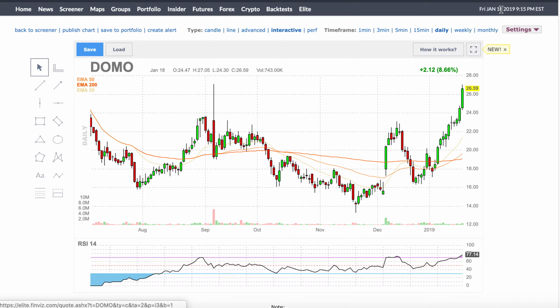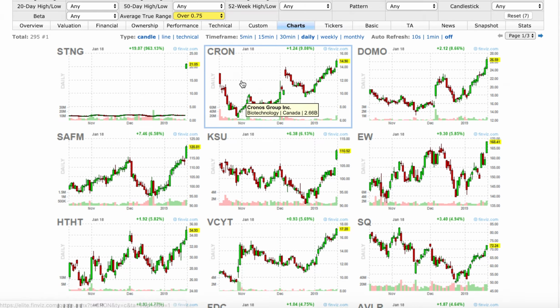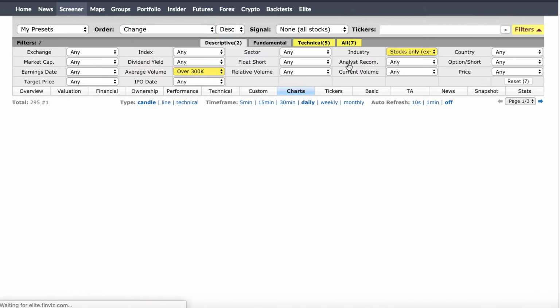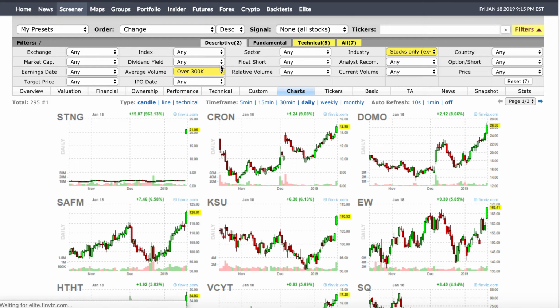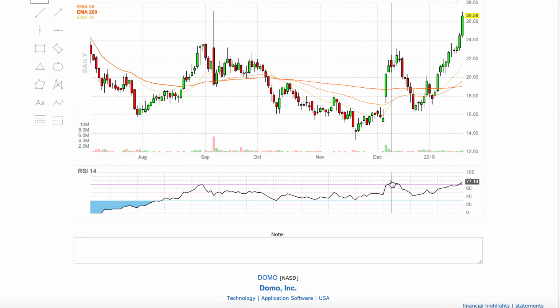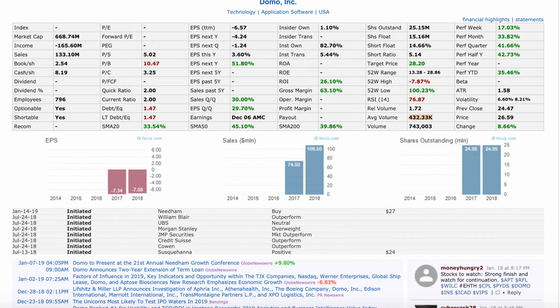Today is Friday, right? If you did the scan yesterday, you would have found the same name, because it is this name, Domo, following the criteria that we have. The one criteria we have is stocks only, value, average volume over 300,000. So over here, average volume is over 300,000.